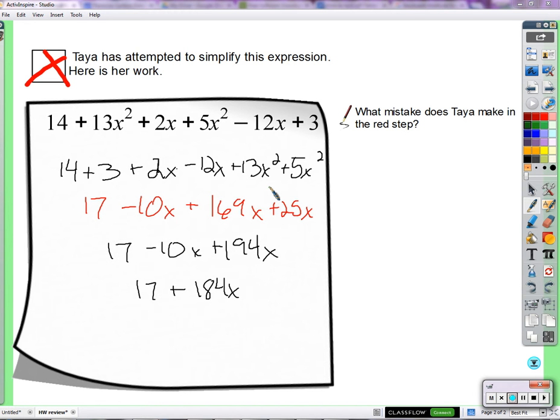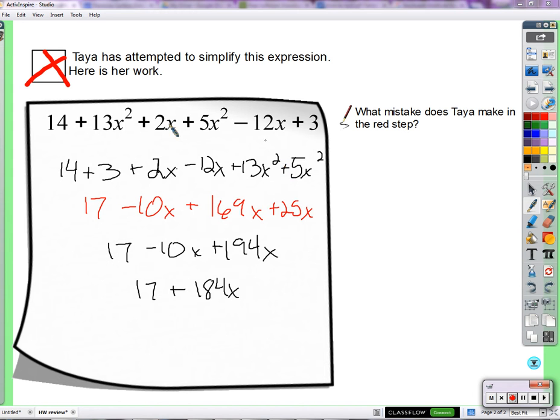She also subtracted the 10x from the 194x, which should be, oh, well, yeah, this shouldn't even be an x, right? All of our problems here have been caused by this problem there.